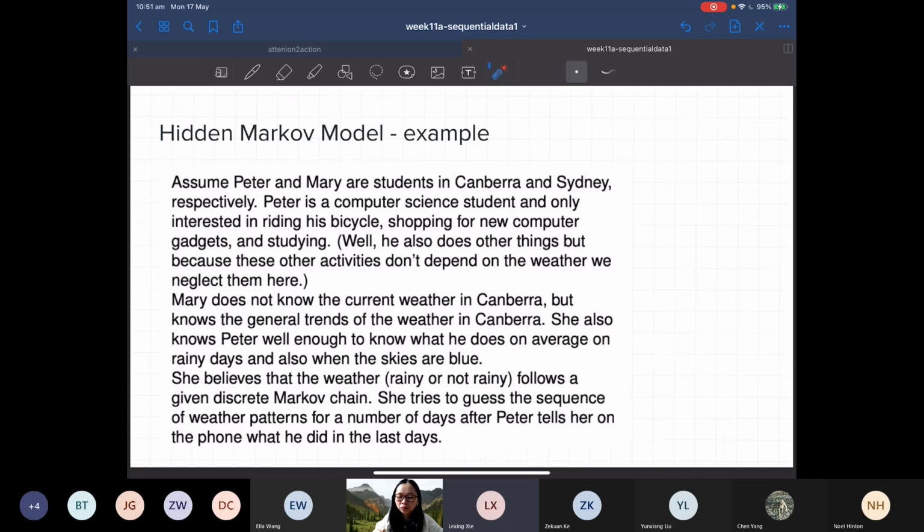And we only care about what he does that depends on the weather, because that's the hidden state. Mary does not care to track weather in Canberra every day, but she knows the general trends, right? She also knows Peter well enough to know what he does on average on rainy days and when the skies are blue, when he gets out and rides the bike a bit more. She believes that the weather follows a given discrete Markov chain, and she tries to guess the sequence of weather patterns from knowing what Peter told her he did.